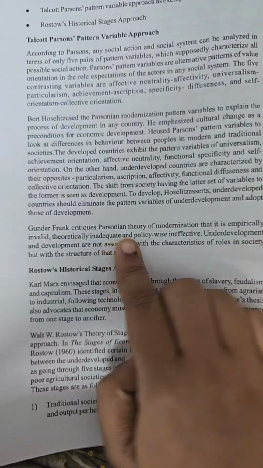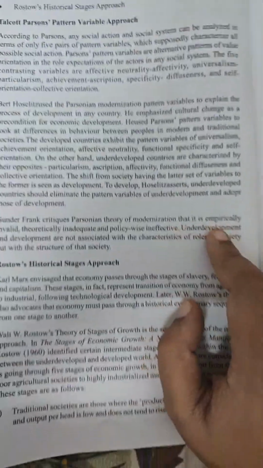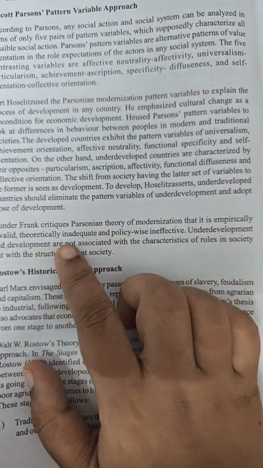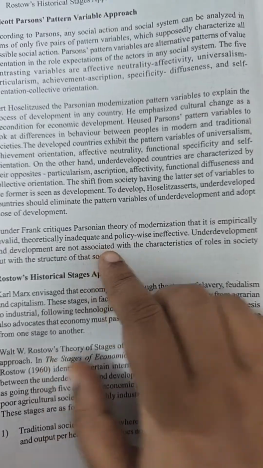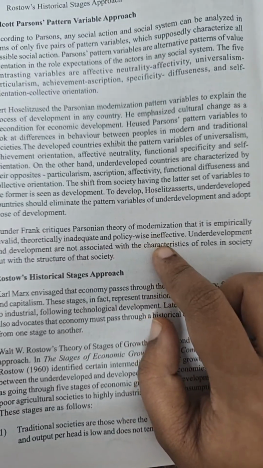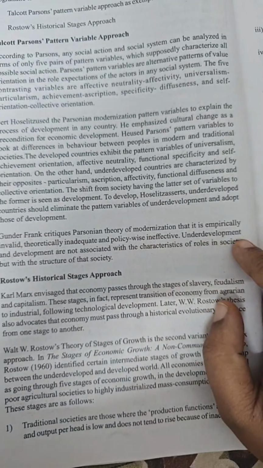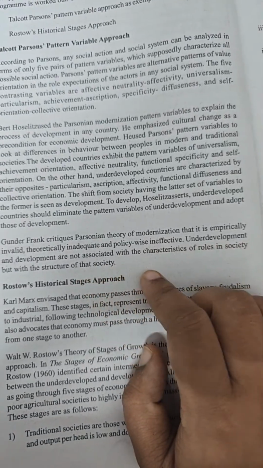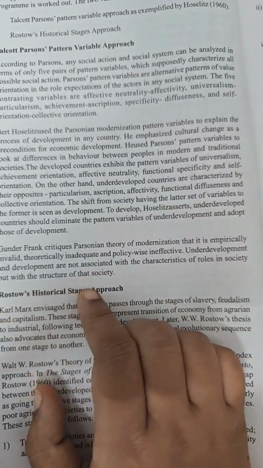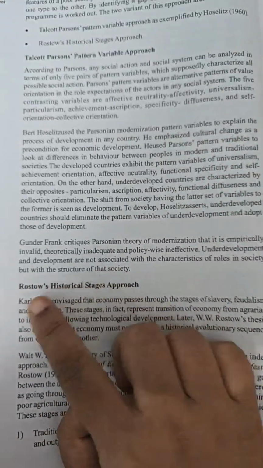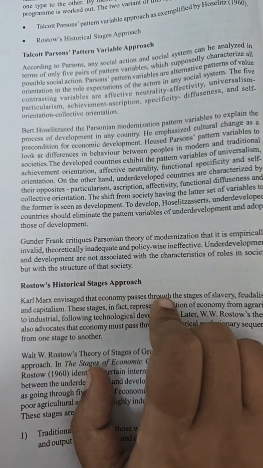Gunder Frank criticizes Parsons' theory of modernization as empirically invalid, theoretically inadequate, and policy-wise ineffective. Underdevelopment and development are not associated with the characteristics of roles in society but with the structure of the society. Rostow's historical stage approach.